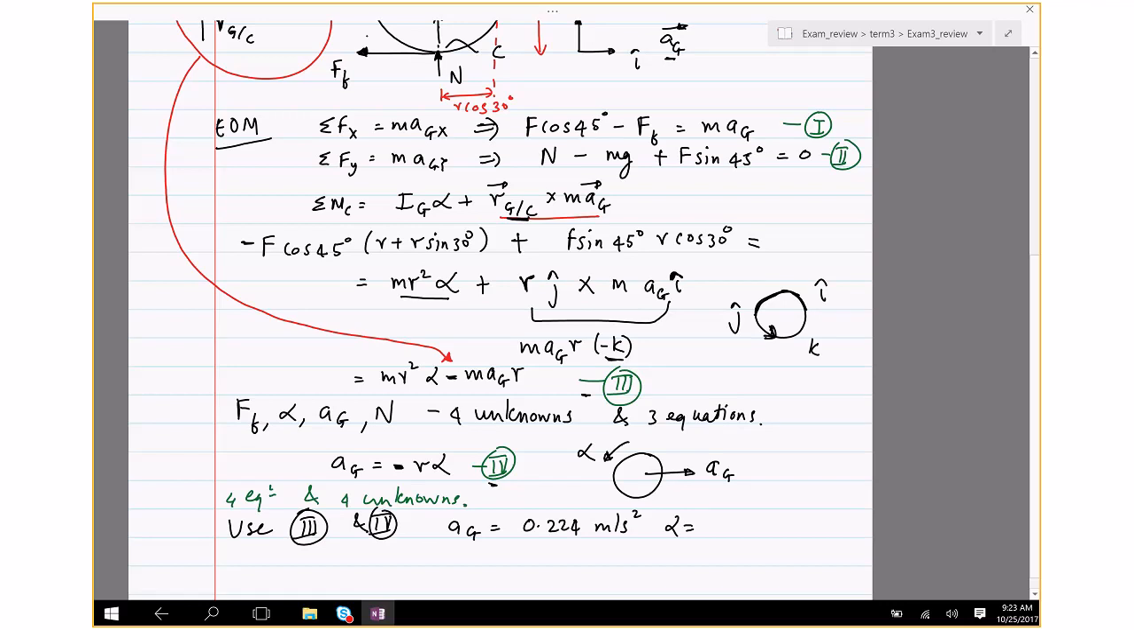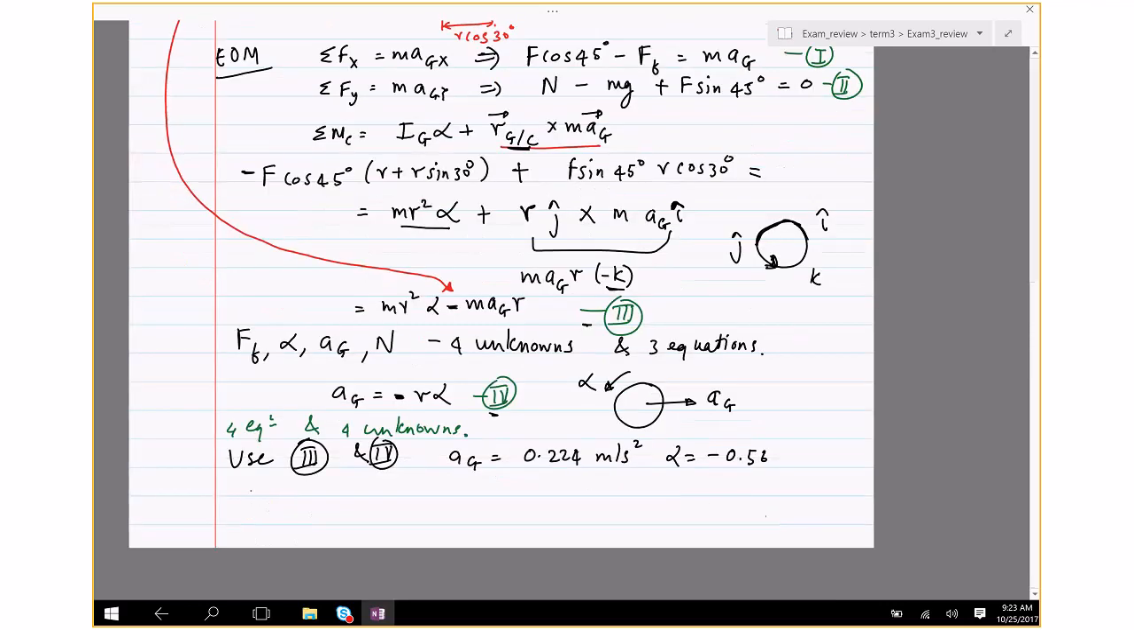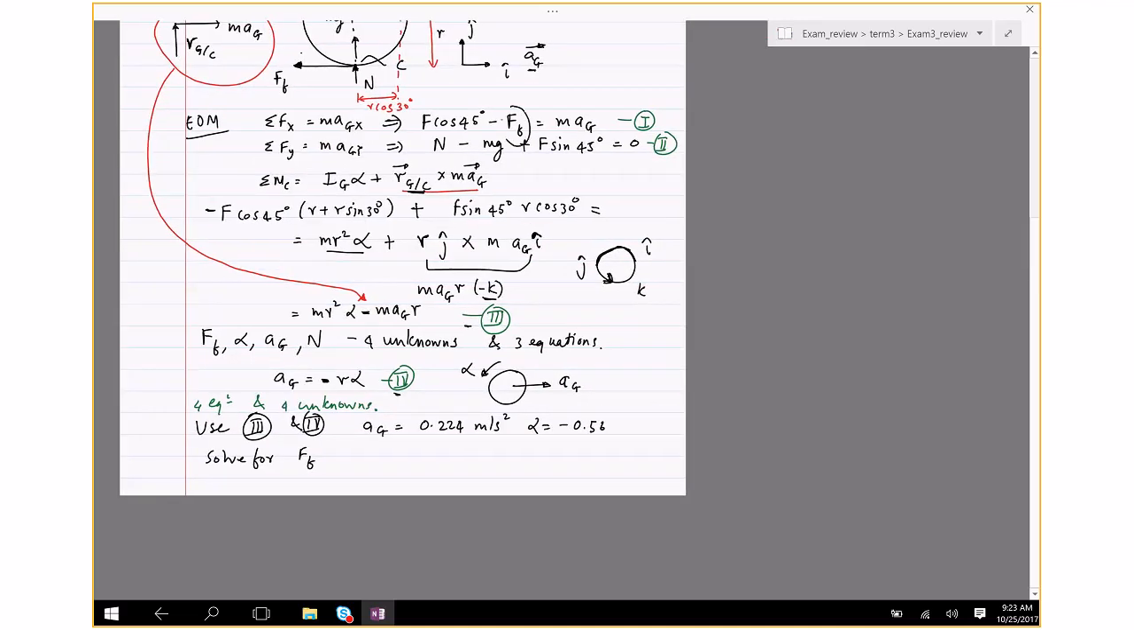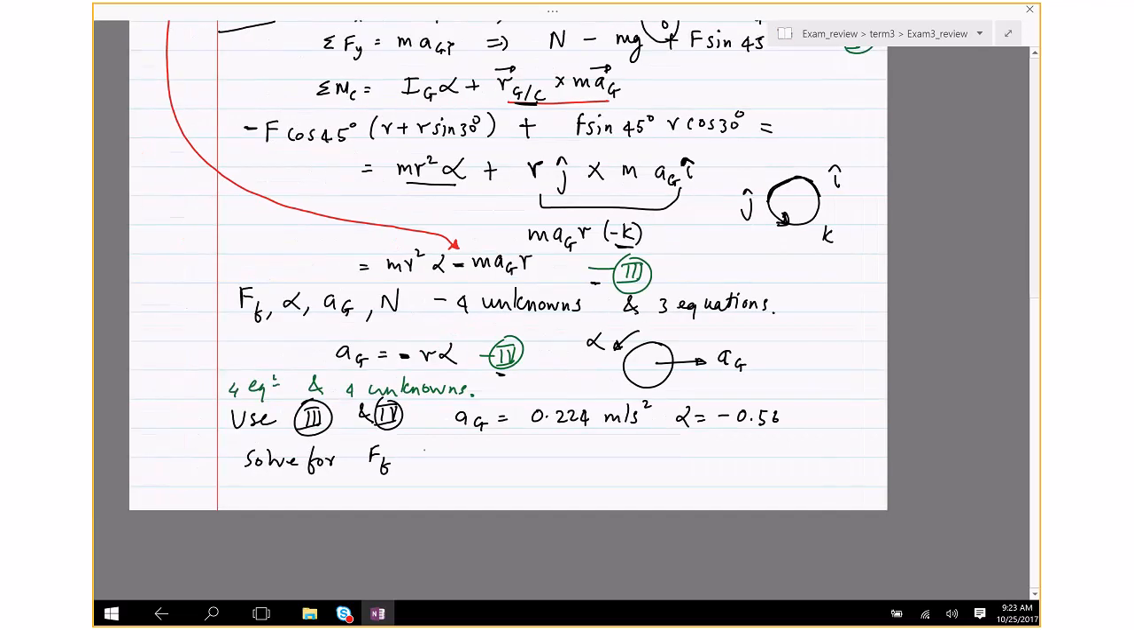Negative 0.56. Okay, the negative indicates that my assumed direction was wrong. It has to be in the clockwise direction. You could also solve for FF, which is the friction force, from equation 1. And what you need to do is to check for rolling.